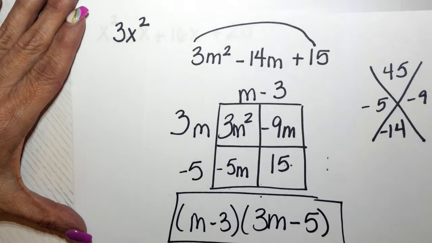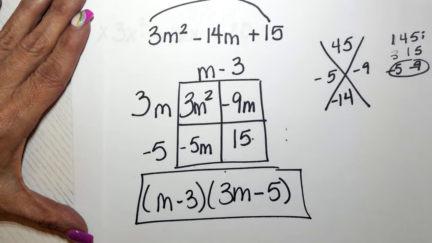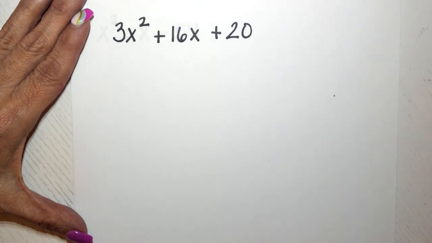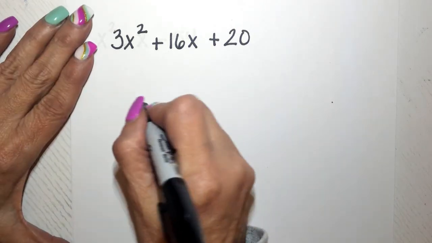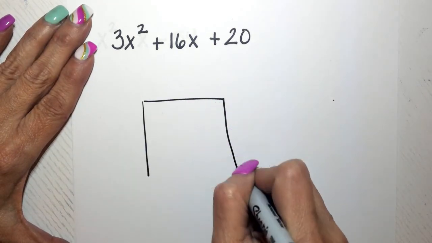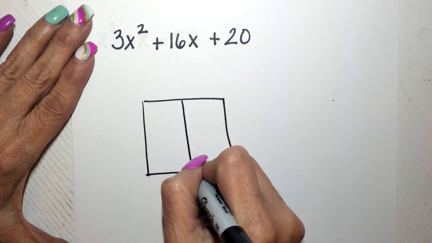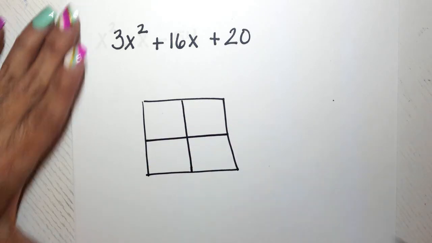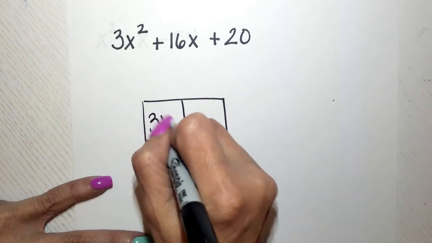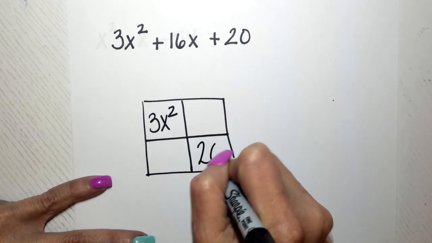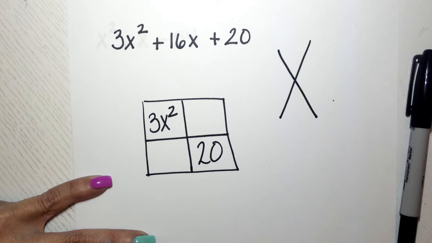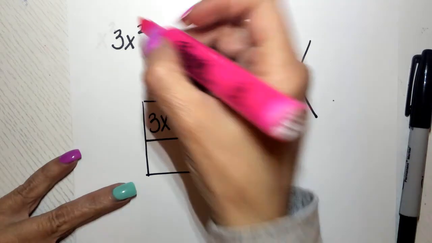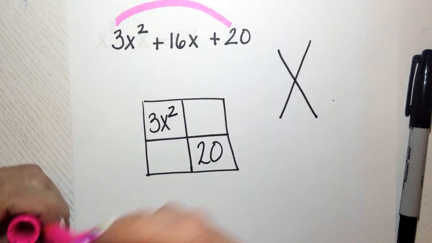All right. I'm going to do one more, but if you feel like you've got it, go ahead and go to the worksheet or whatever it is we might be doing today. Here we go. This one, I'm going to draw my box. Here we go. 3x squared and 20. We're going to make the rainbow. 3 times 20.